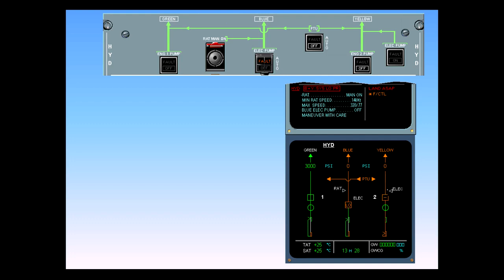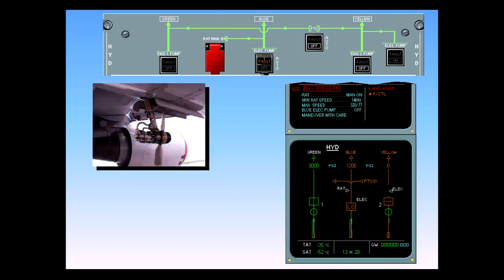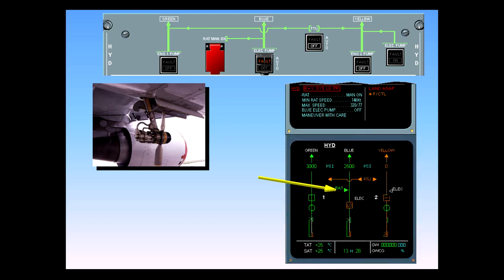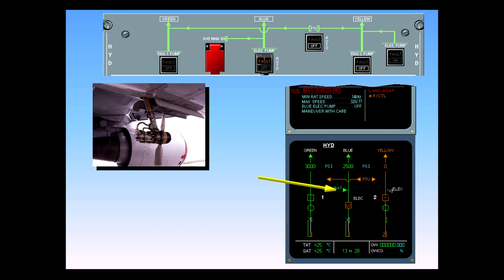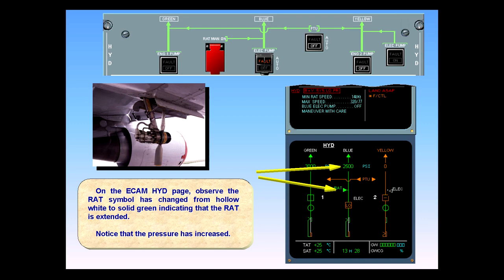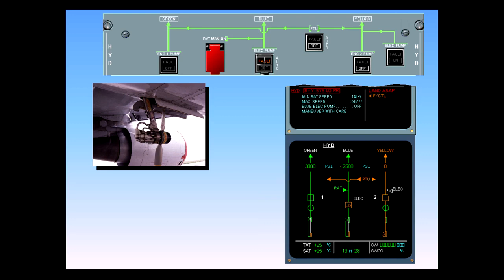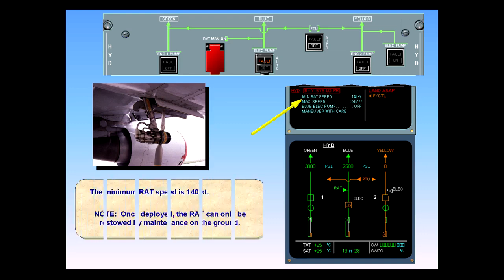Perform ECAM action. Extend the RAT. On the ECAM hydraulic page, observe the RAT symbol has changed from hollow white to solid green, indicating that the RAT is extended. Notice that the pressure has increased. The minimum RAT speed is 140 knots. Note, once deployed, the RAT can only be restowed by maintenance on the ground.